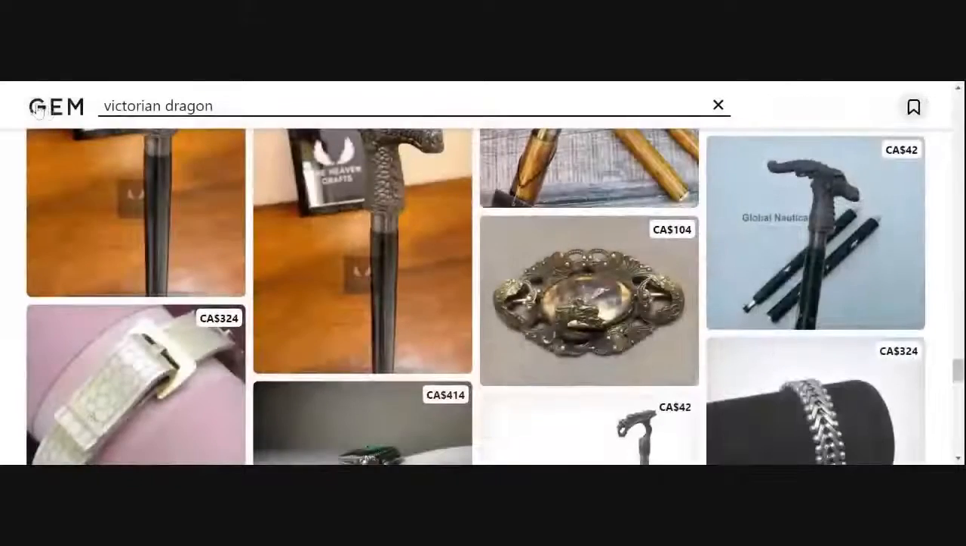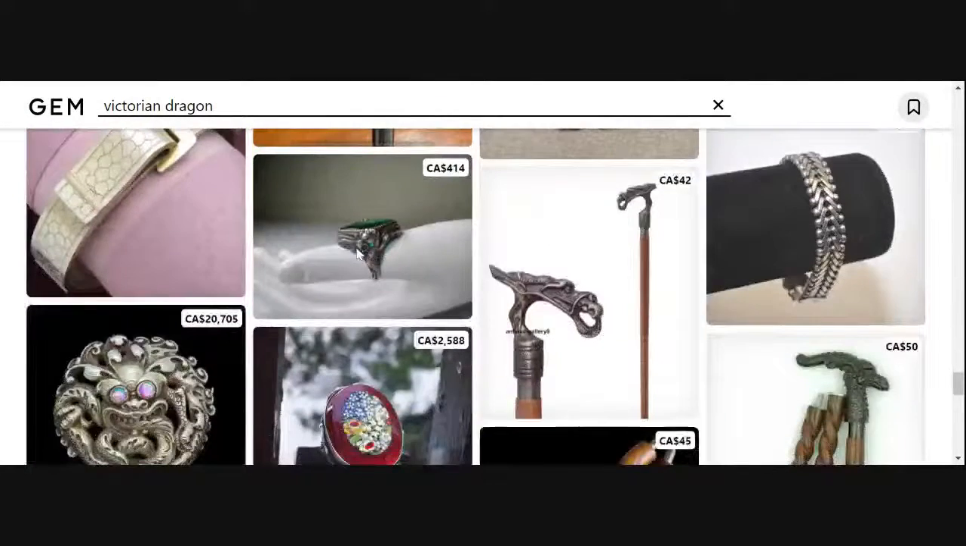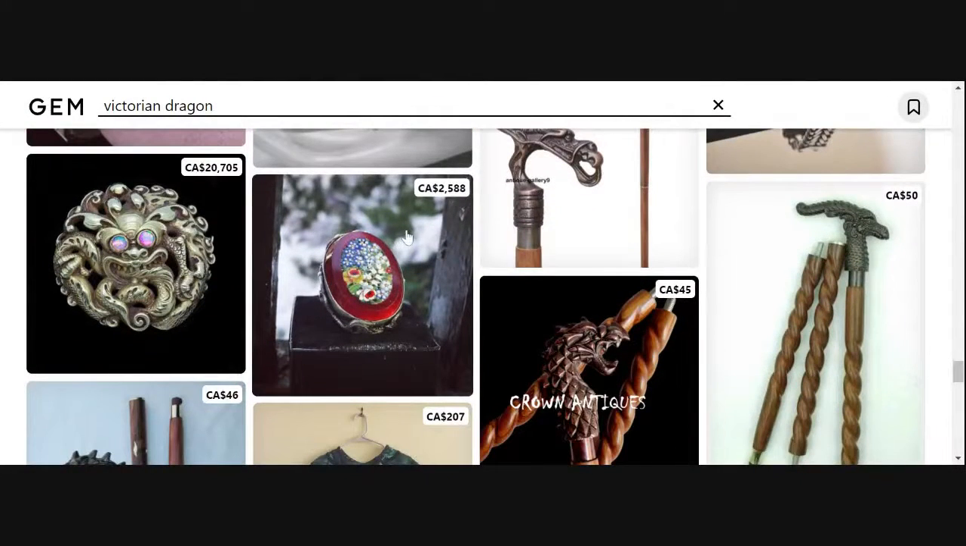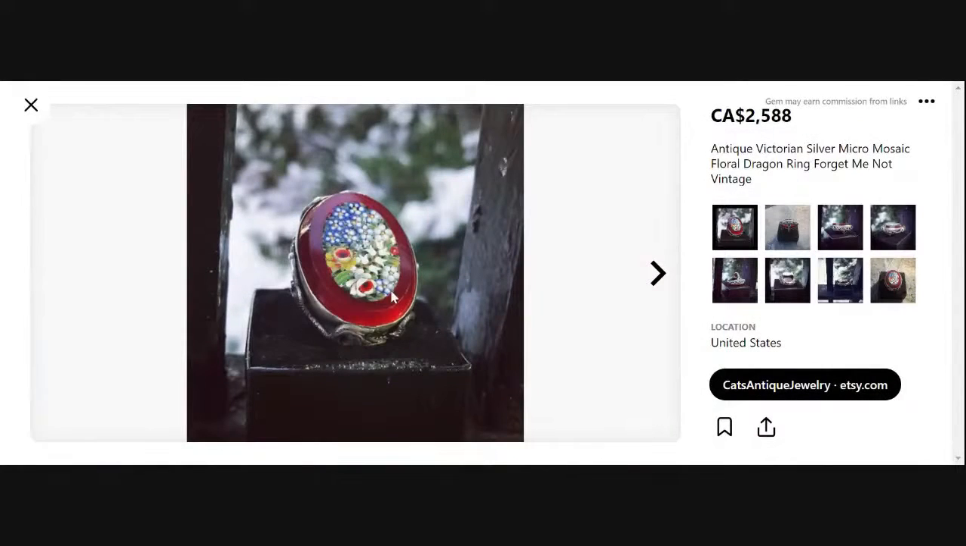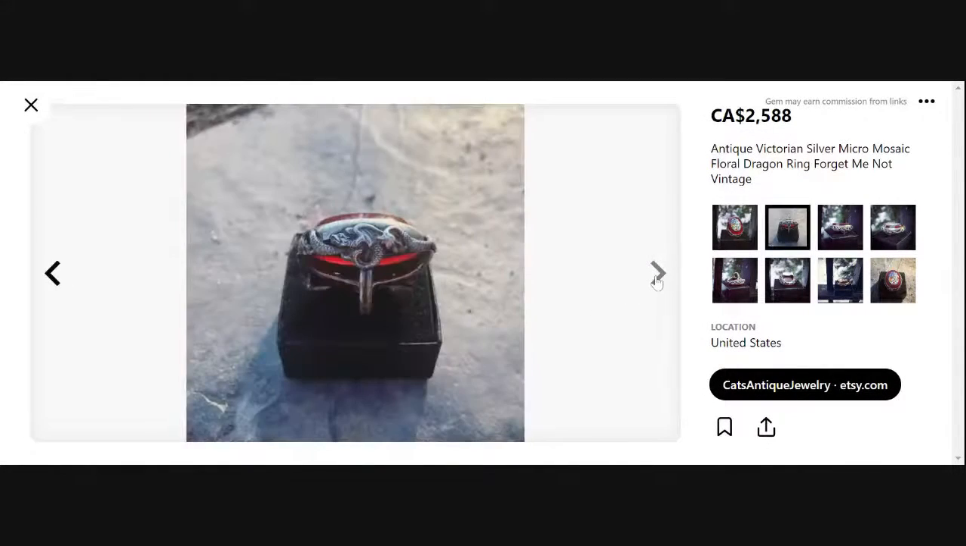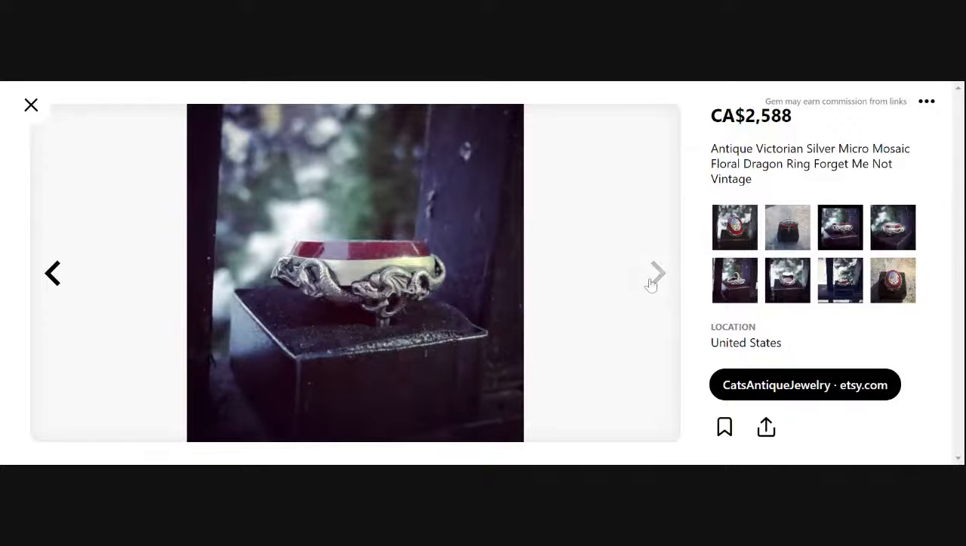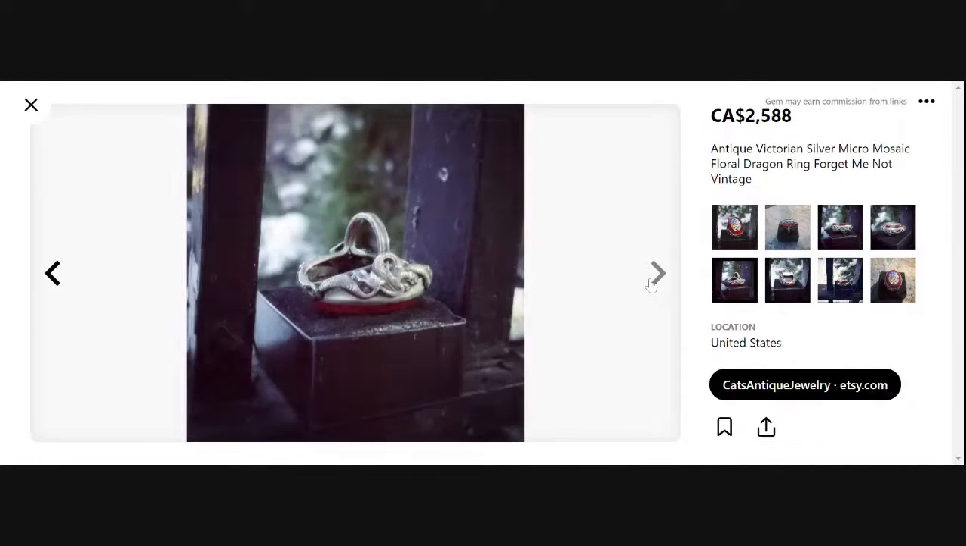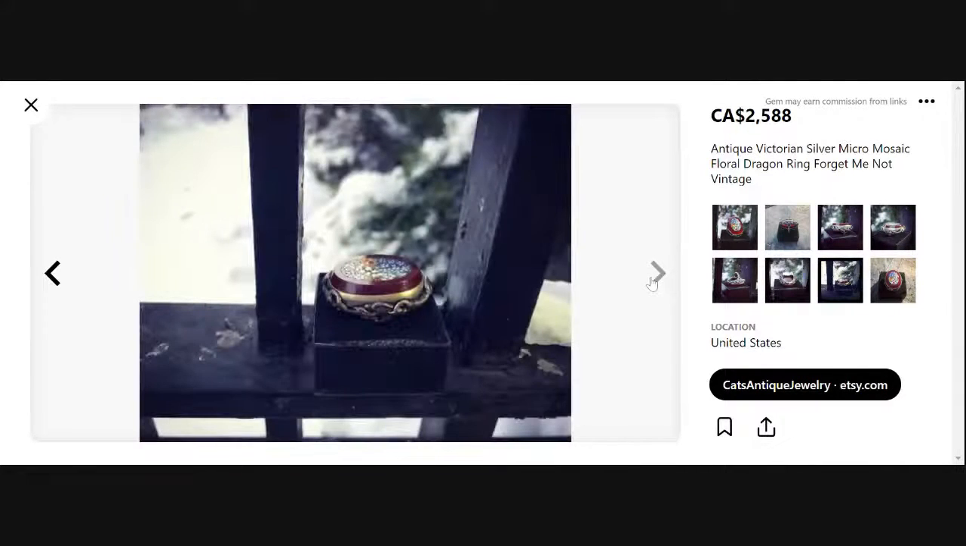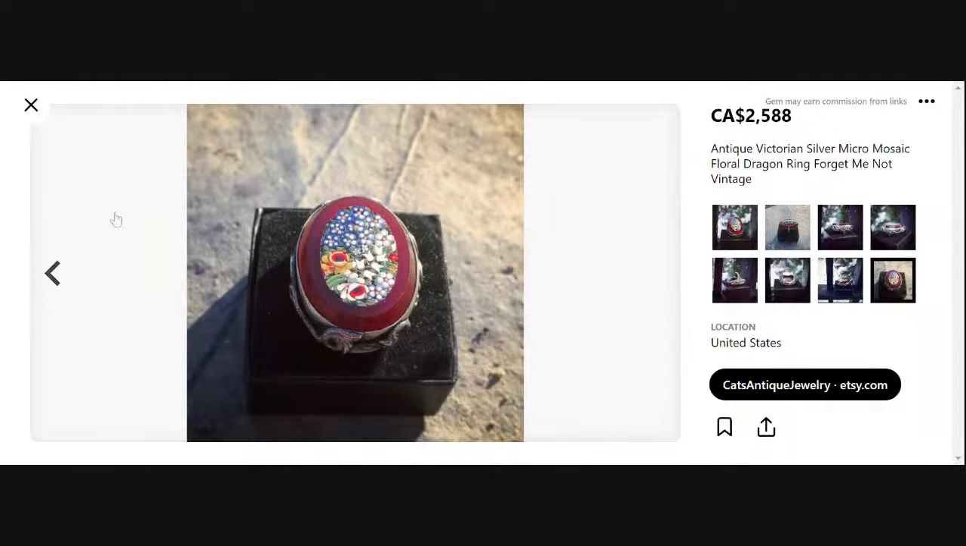And let's go back to gem.app. We are going to do one last look for dragons, scour this and see what we can find. I'm going to click on this just because I want to know why they're saying dragon. I do not see dragon. Oh, it's on the side of the ring. There we go. Okay. Well, for the low, low price of 2,580 Canadian dollars, you can have this antique, I would call this just a mosaic, not a micro mosaic ring with a dragon on the side.